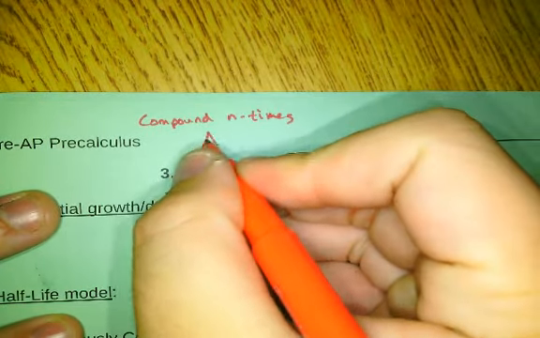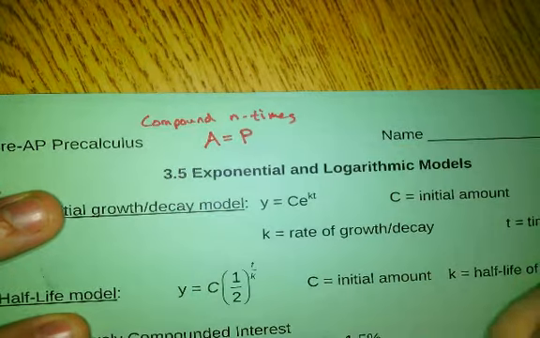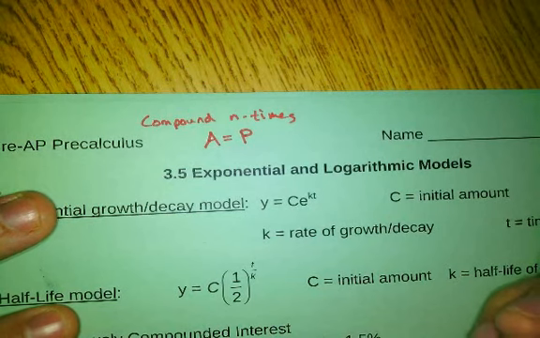That formula is going to be A equals P. And that's it, A equals P.